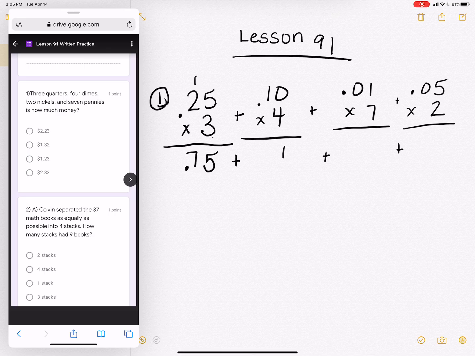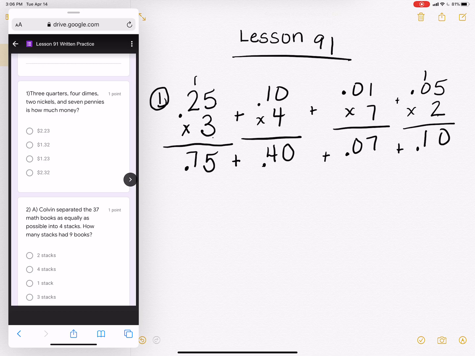4 times 0 is 0. 4 times 1 is 4. 2 decimal places is 40 cents. 7 times 1 is 7. 7 times 0 is 0 with 2 decimal places. 5 times 2 is 10. 2 times 0 is 0 plus 1 is 1 with 2 decimal places again.